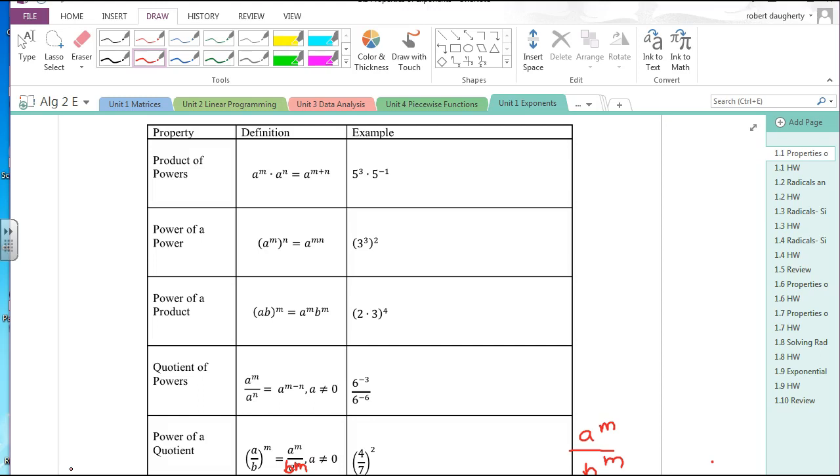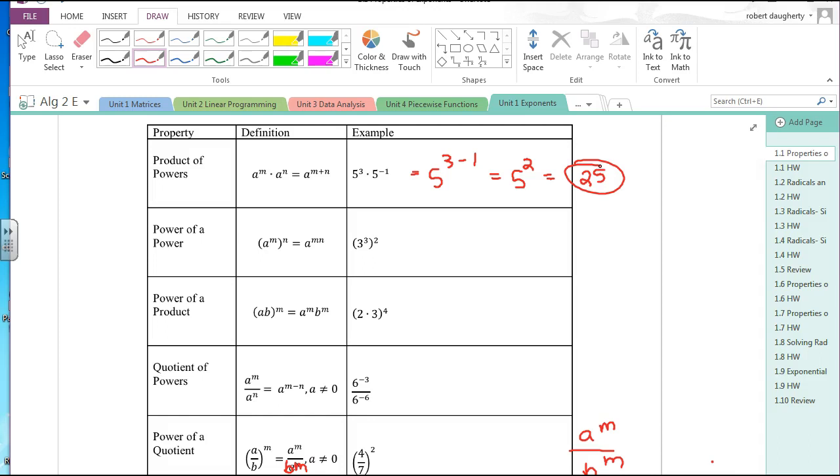Product of powers. Product means multiply. So when I've got the product of a number raised to different powers, a to the m times a to the n, what do I do with those exponents? I add them. So this is 5 to the 3 plus negative 1. What's 3 plus negative 1? 2. So this is 5 squared, which is what? 25. Okay, pretty cool with that.